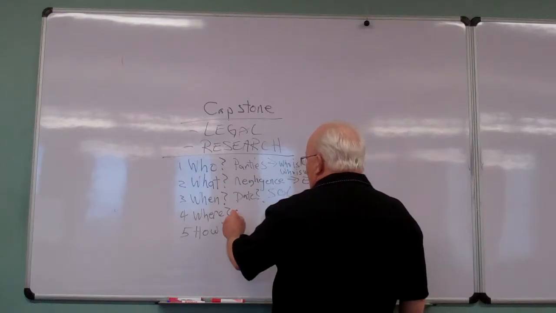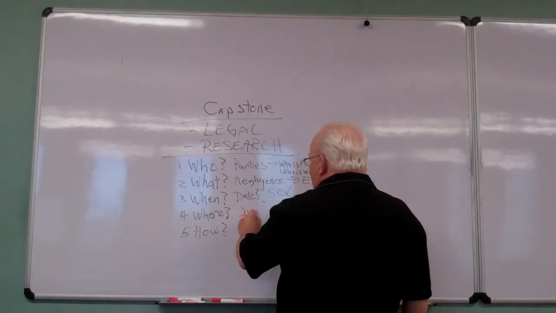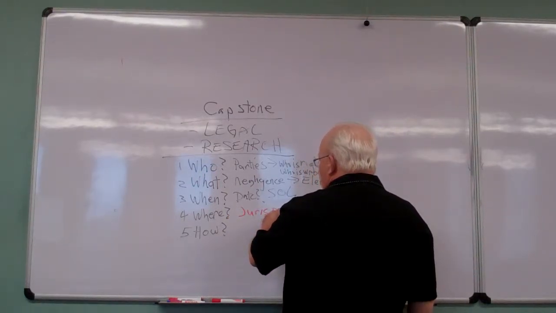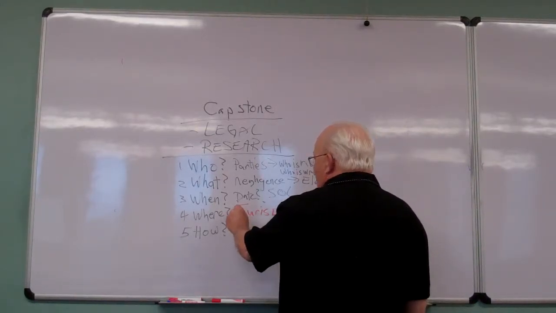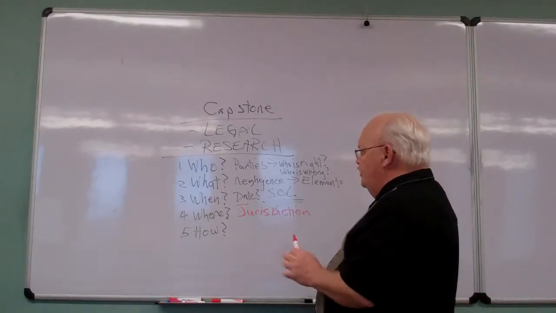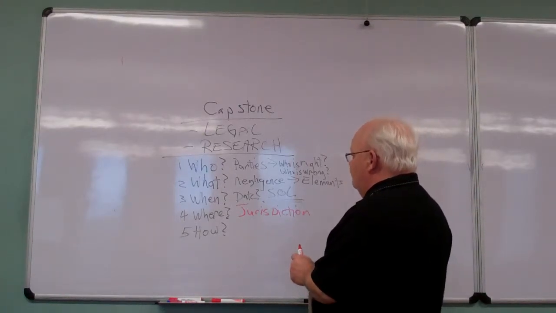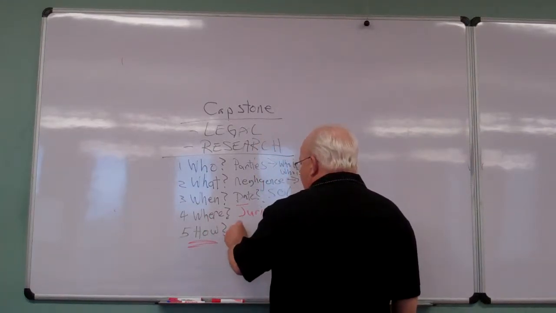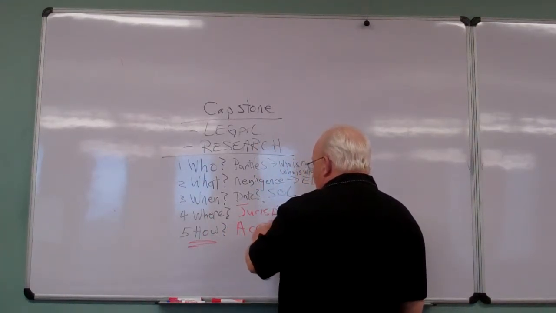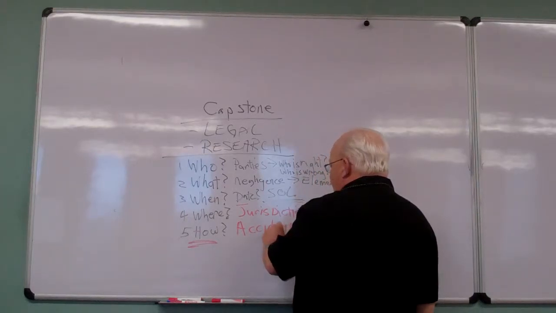Where is also important. Why would where be important? What jurisdiction? What's the right jurisdiction? Where did this happen, or where does the defendant live? So where is critically important. How? How did this accident happen? These are all important factors to consider.